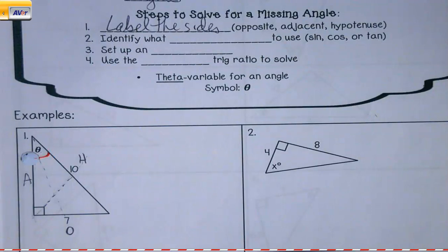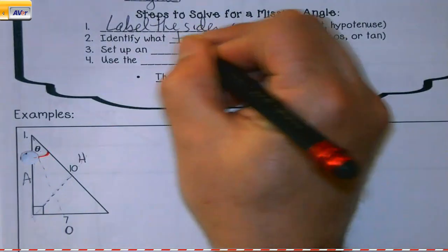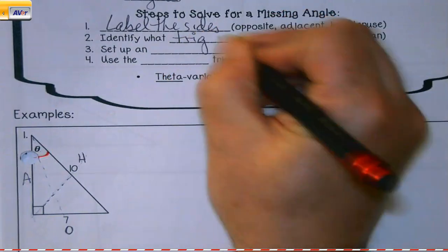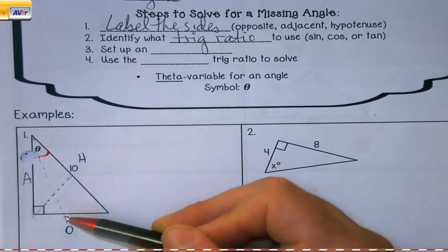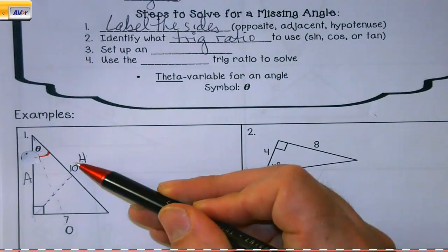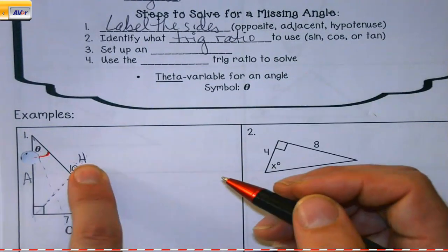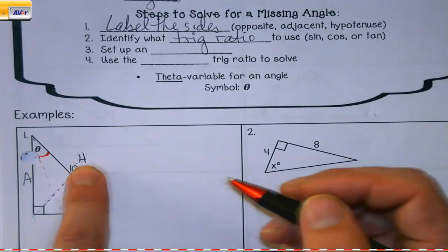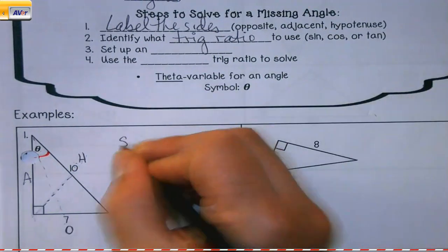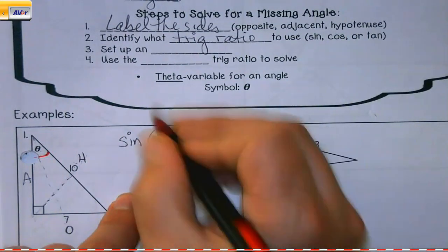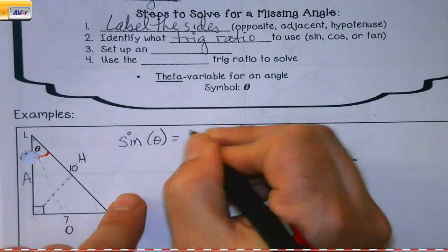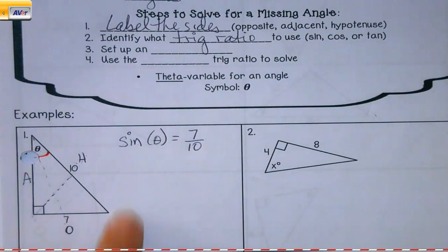Then, depending on where the angle is, we've got to figure out which trig ratio we're going to use. So here are the two sides that I actually have. There's numbers at them. So I have opposite and I have hypotenuse. So which trig function are we going to be using? Sine. So here's how this works. The sine of theta equals 7 over 10.